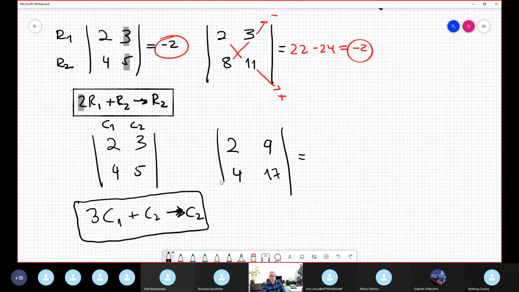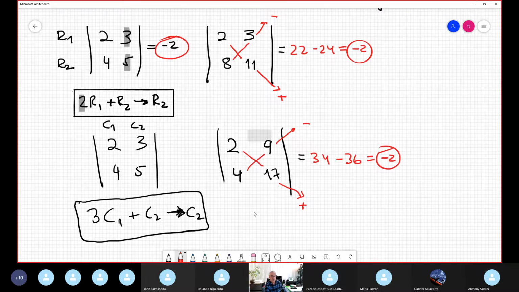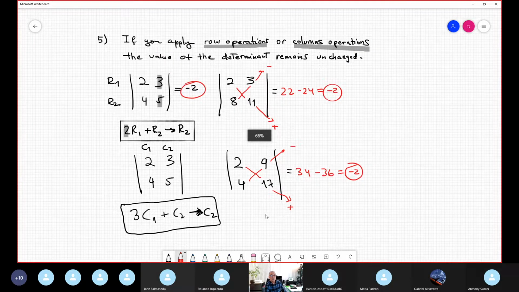Let's do the operation. This is 34 plus. And this is 36 negative. The answer again is negative. Unbelievable. So when you perform row operations, the value of the determinant doesn't change. This is super useful for simplification. Any questions so far?